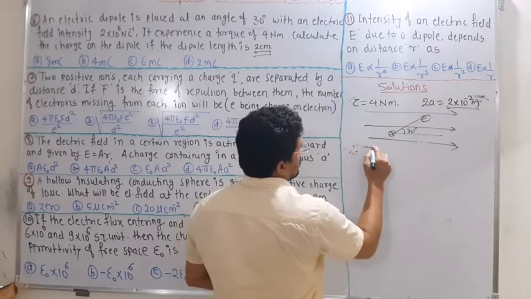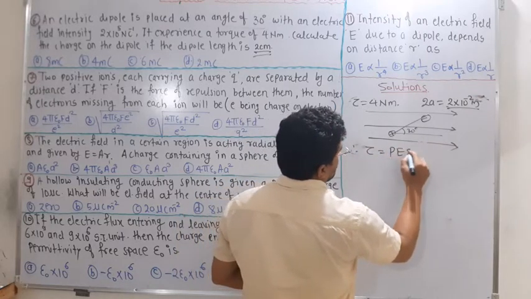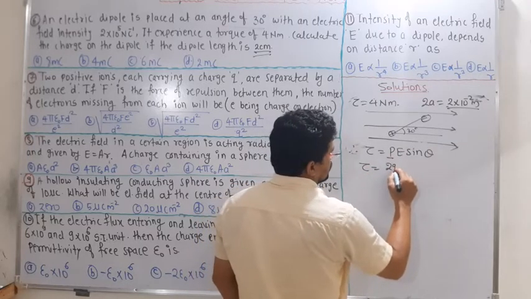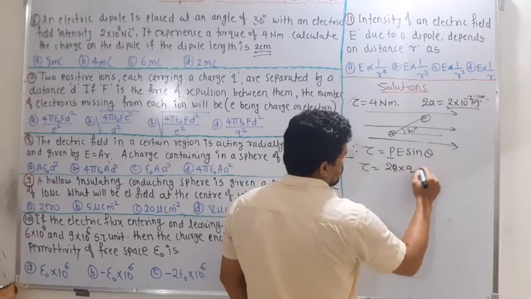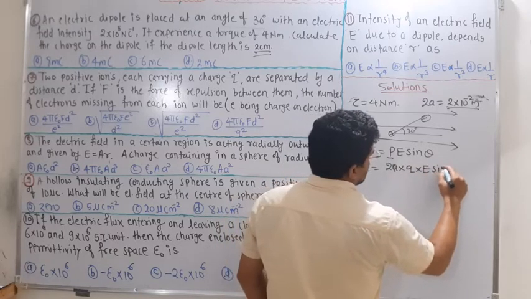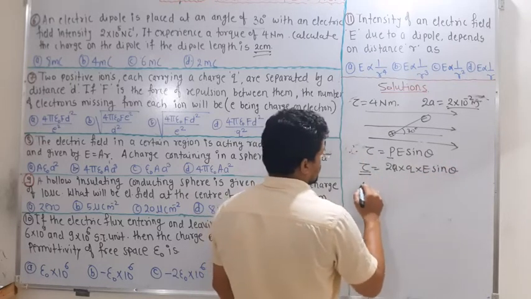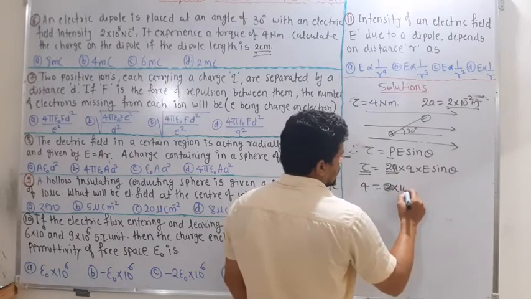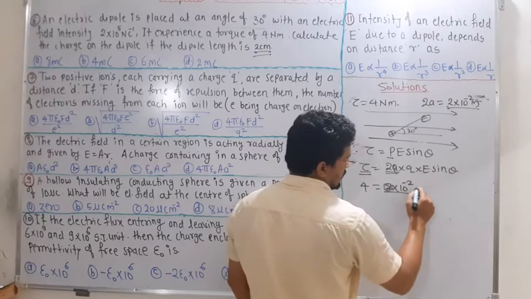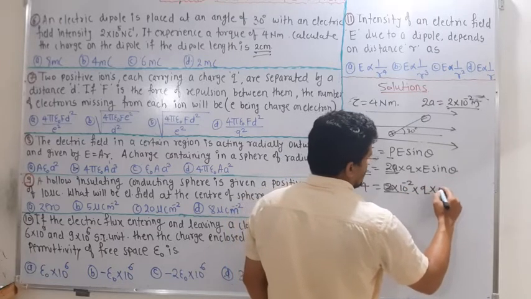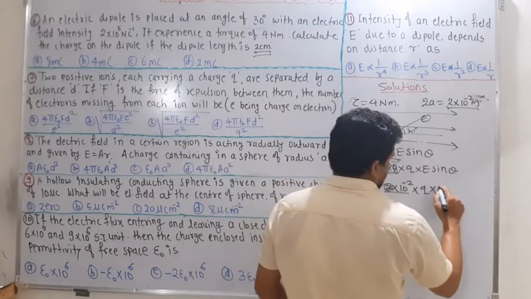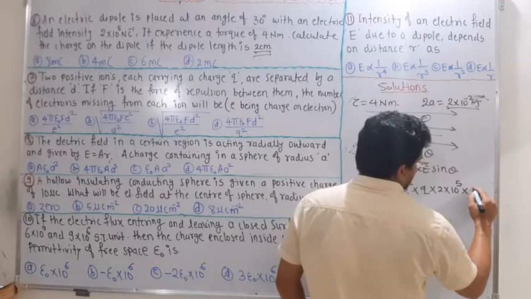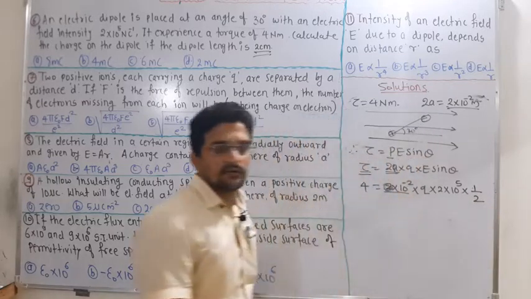So we know torque is equal to pE sine theta. Therefore torque is equal to p, which is 2a multiplied by q, into E, again sine theta. Torque is given as 4, equal to 2a, which is the total length, multiplied by q. E is given as 2 into 10 to the power of 5, and then sine of 30. Sine of 30 becomes half.